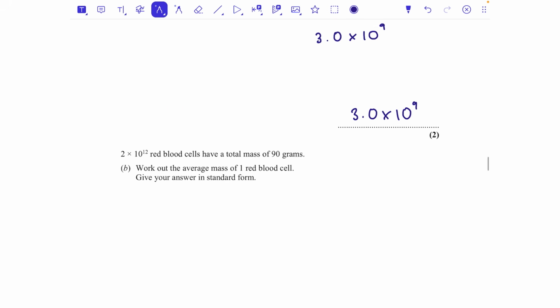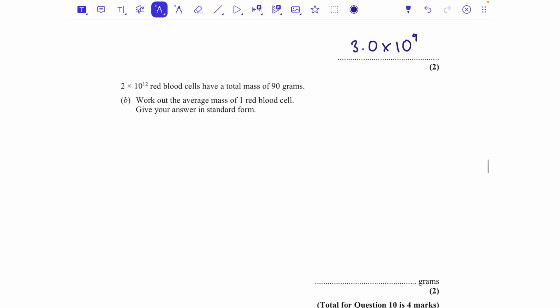Part B says 2 times 10 to the power of 12 red blood cells have a total mass of 90 grams. So I'm going to write 2 times 10 to the power of 12 equals 90 grams. Work out the average mass of 1 red blood cell. So this is 2 times 10 to the power of 12 red blood cells, but I just want 1. On that left hand side. So what have we done? We've had to divide the number of red blood cells by 2 times 10 to the power of 12. And if we've divided that side by 2 times 10 to the power of 12, we also have to divide the other side by 2 times 10 to the power of 12.